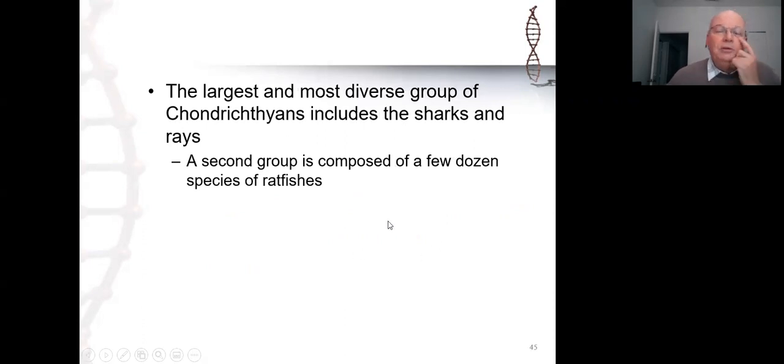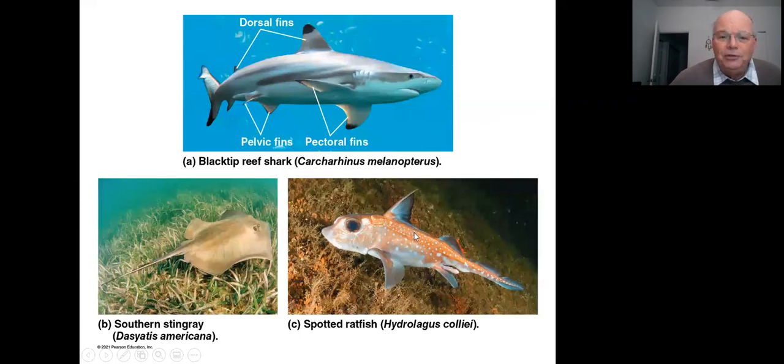So when we think in terms of the cartilaginous fish, because they are fish, you have the sharks and the rays as one clade, and then a small group of fish called the ratfish that are also cartilaginous fish. You don't see these very often because these are deep water fish living below 1,000 feet in the water column, so you probably wouldn't encounter these very much.